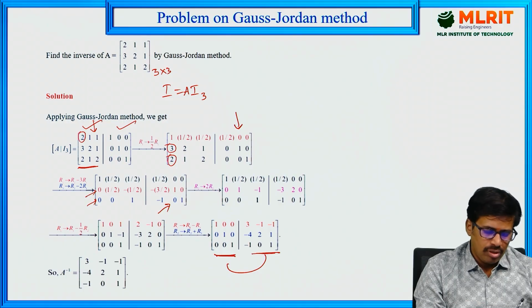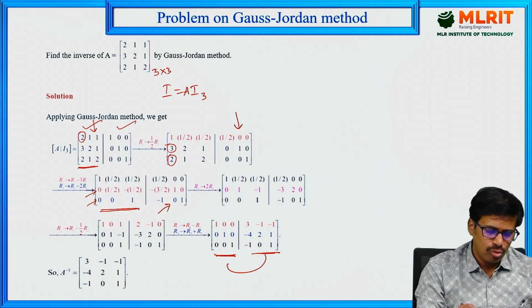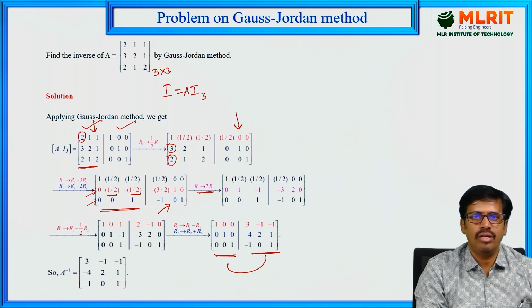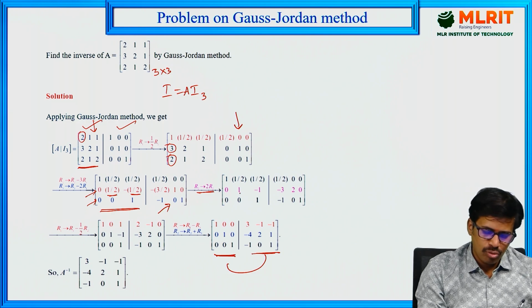Now I want the matrix should be identity matrix. So I apply R2 tends to 2 times of R2. Here we get 1 by 2 minus 1 by 2. To get 1, need to multiply with 2. So we get this. The same row operations should be applied on right side matrix also. So we get this matrix.